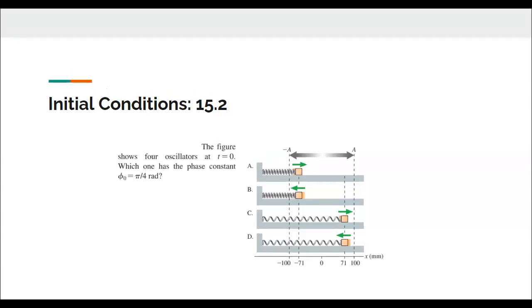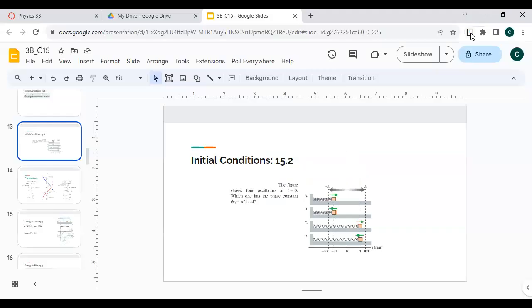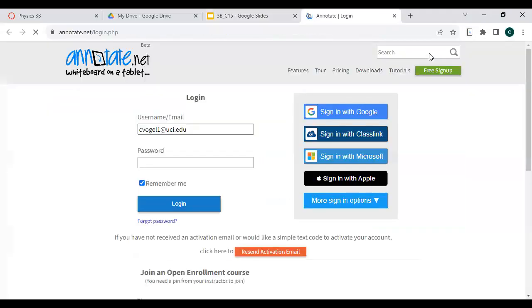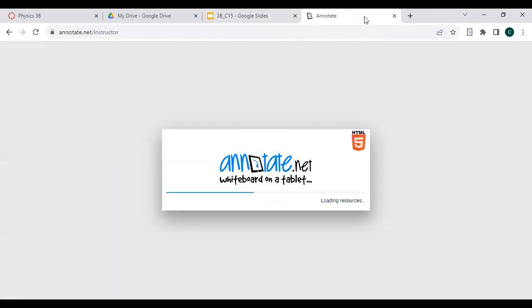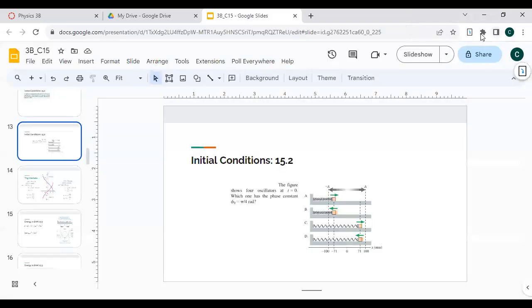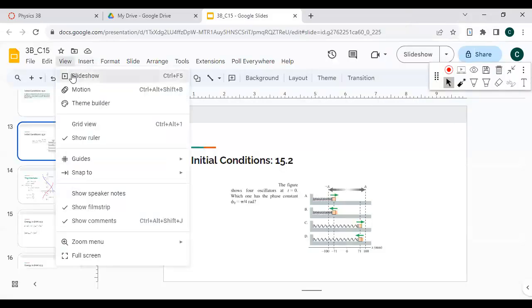So what I wanted to, oh, I forgot to enable the annotate. Sorry, 1 second here. There we go.